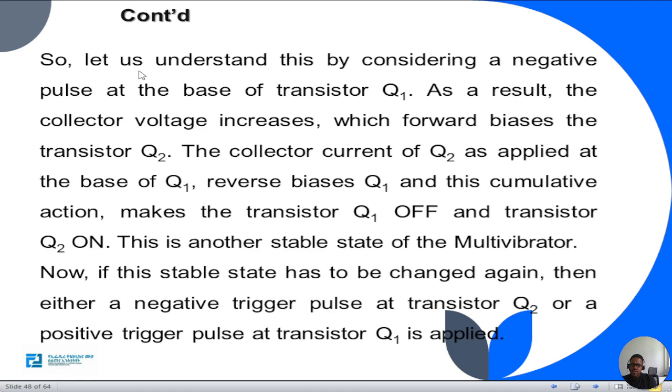To understand this, consider a negative pulse at the base of transistor Q1. As a result, the collector voltage increases, which forward biases the transistor Q2. The collector current of Q2 applied at the base of Q1 reverse biases Q1, and this cumulative action makes the transistor Q1 off and transistor Q2 on. This is another stable state of the multivibrator. Now, if the stable state has to be changed again, then either a negative trigger pulse at transistor Q2 or a positive trigger pulse at transistor Q1 is applied.